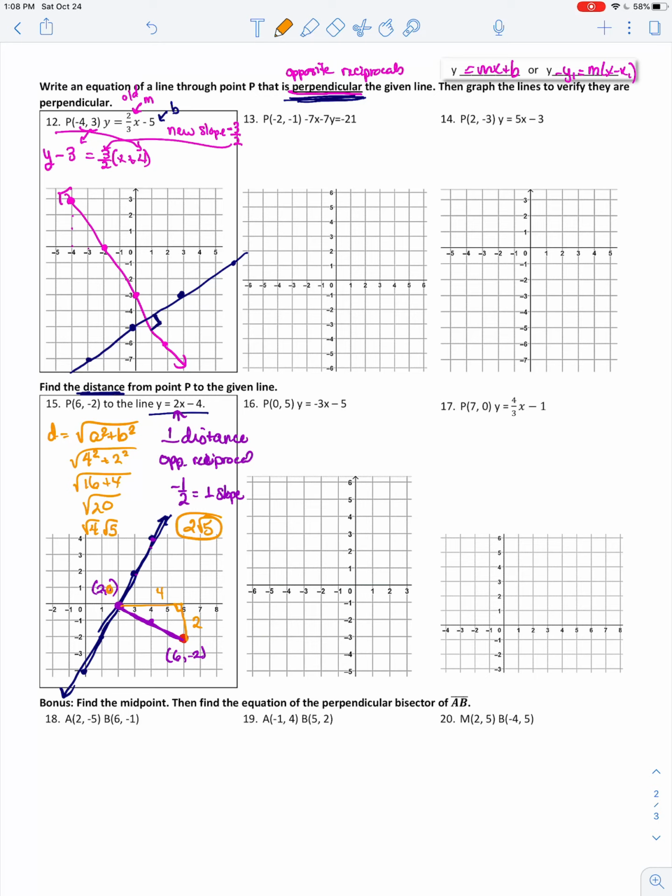The bottom are bonus questions. You're welcome to try them. It's good to have a challenge and see if you can figure them out.